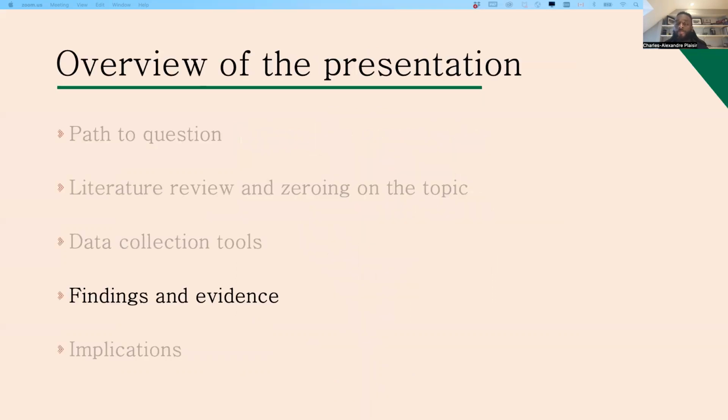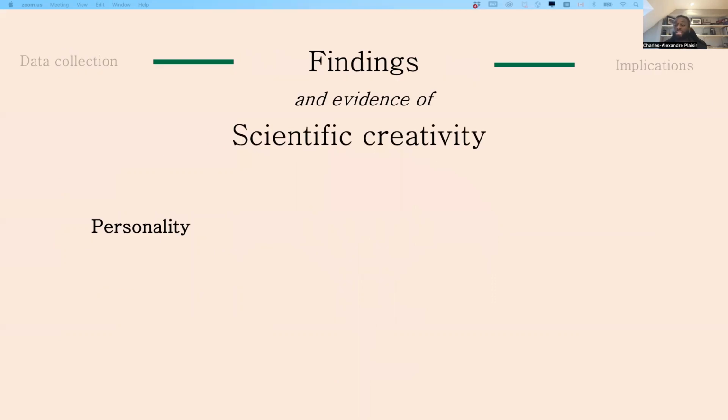All these tools play variable but complementary roles in the development of my findings, which were diverse in many respects. Let's start with the fact that personality plays a role in scientific creativity. Some aspects are innate, others were acquired, but still unique to the student as they came into my class.